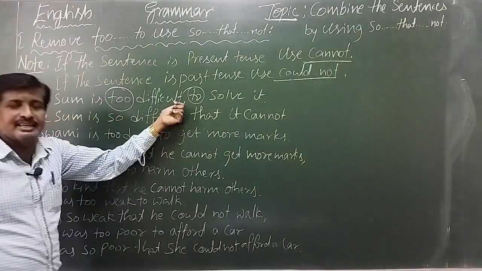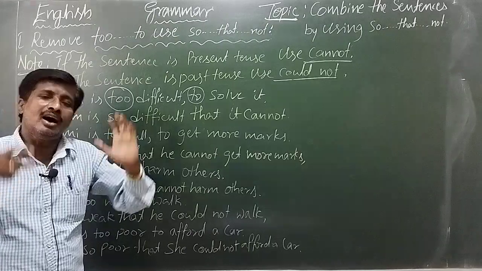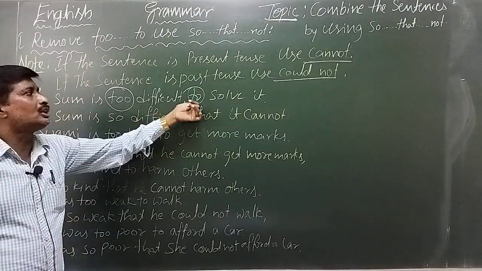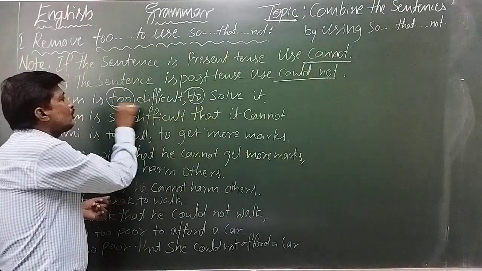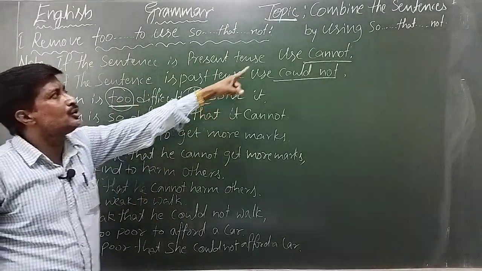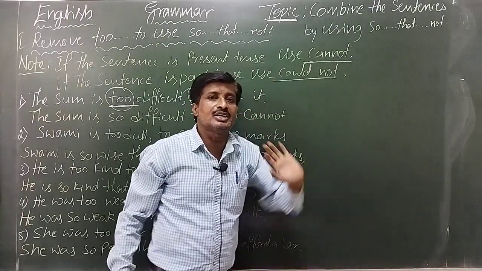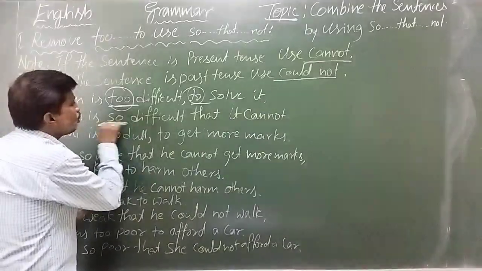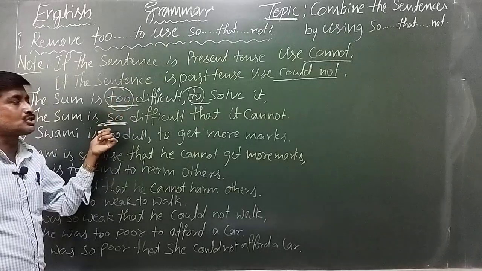In this sentence, the pair of conjunctions is already there. The sum is too difficult to solve it. We have to remove these two. In this place, we have to use so that not. Okay, children, come on. See there. The sum is so difficult. Instead of too, I used so that.